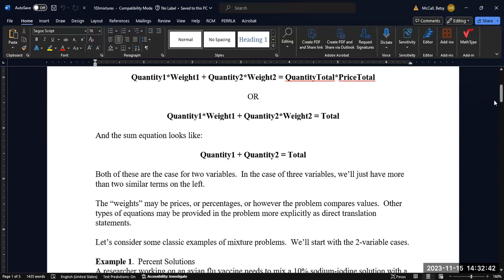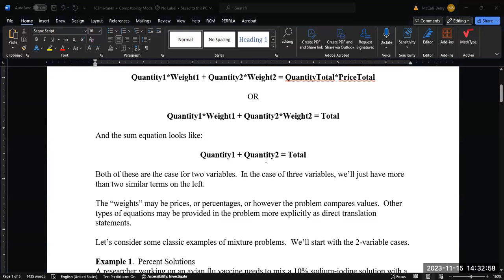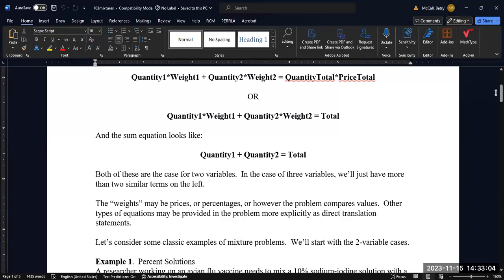Now, the 3 variable cases will tend to be very similar. They will just have a third quantity times weight. And the quantity equation will have quantity 1, quantity 2, and quantity 3. And then you will have to come up with a third equation, either from the problem or some other relationship that the problem describes. Because if you have 2 variables, you need 2 equations. But if you have 3 variables, you need 3 equations. Sometimes that third equation will also be of this form, and sometimes it will just be some relationship they told you in the problem. Maybe quantity 1 is 3 times as much as quantity 2 or something like that.